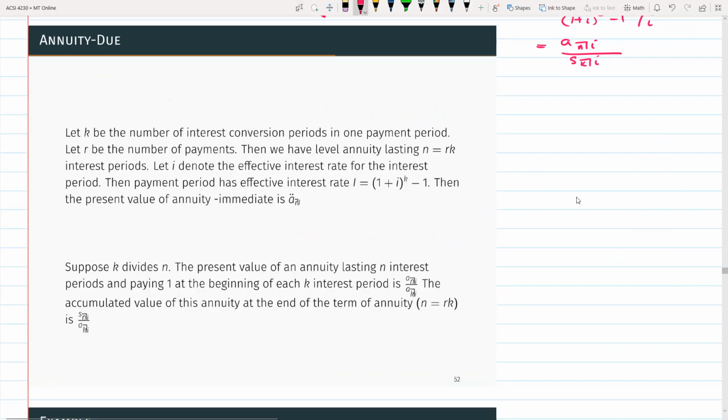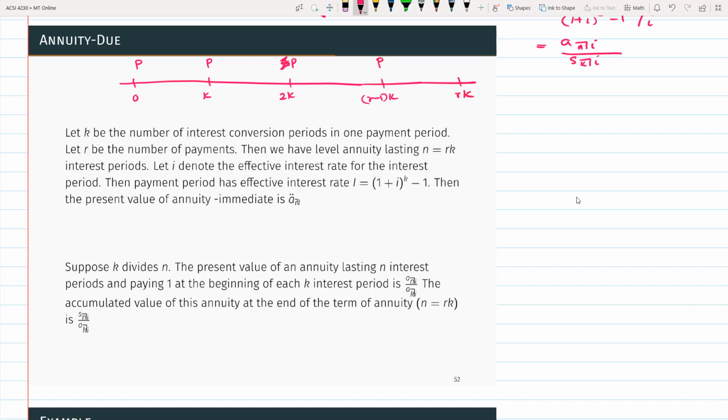Okay, so now we go to the annuity due. The same setup, but at the beginning of the time period. So you have a payment at 0. Then after k interest periods, you get the next one. Then after another k interest periods, you get the next one, and so forth. So this would be r minus k, the last payment. Then here is r. Again, these are divided into smaller k time periods.